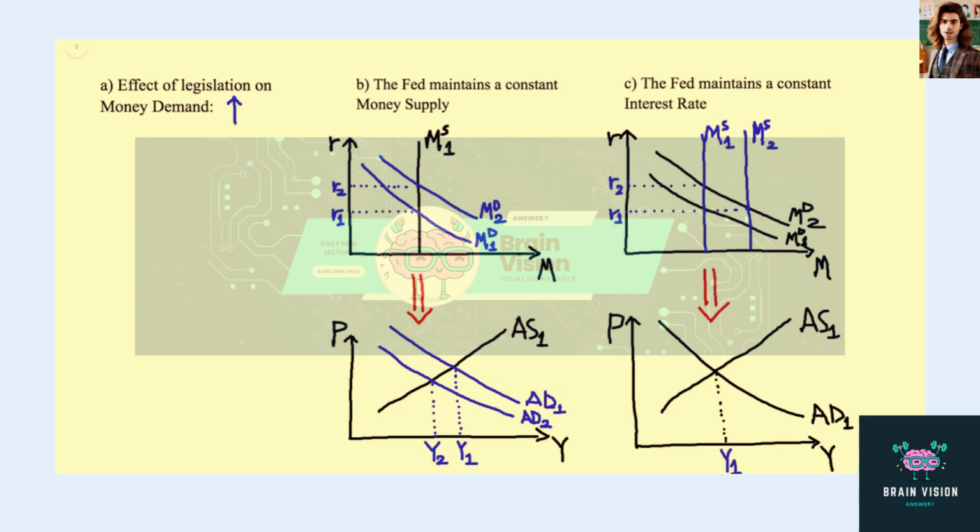On the x-axis, we have quantity of money M. On the y-axis, we have our interest rate R. We're being told that money supply is fixed by the central bank at M1, M1S. And as we explained before, money demand will increase from M1D to M2D, and therefore the equilibrium interest rate will be higher. R2 is higher than R1.